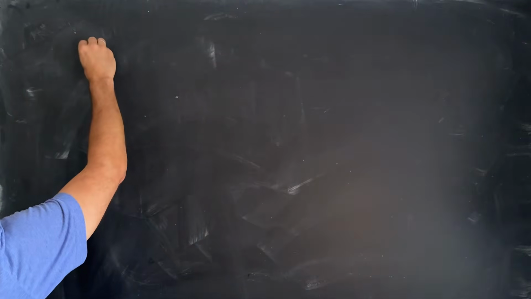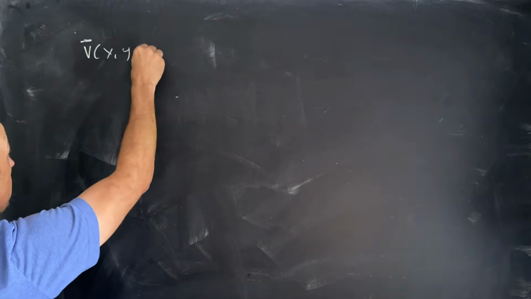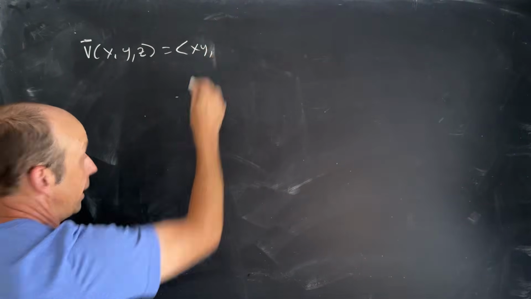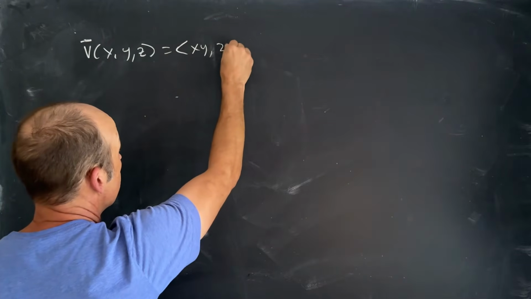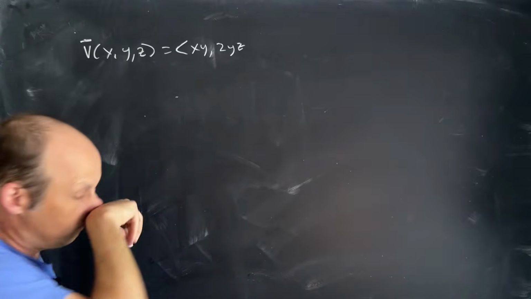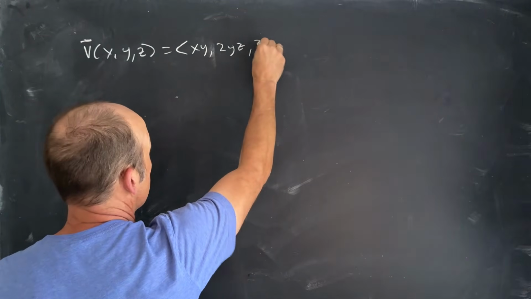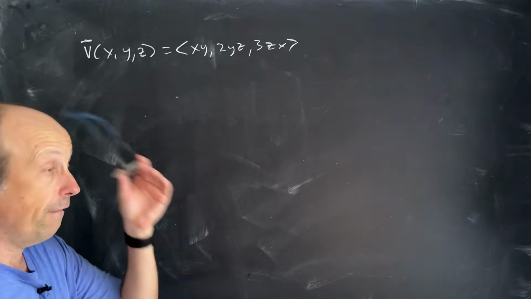This says we have the vector field. I'm going to write it as v as a function of x, y, z is equal to xy in the x direction, 2yz, 3zx. So there is my vector function.